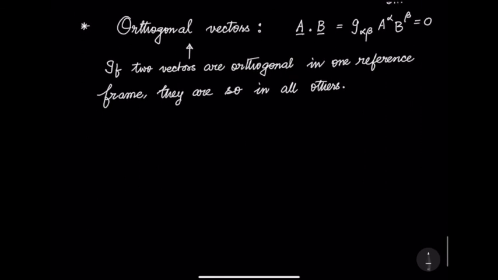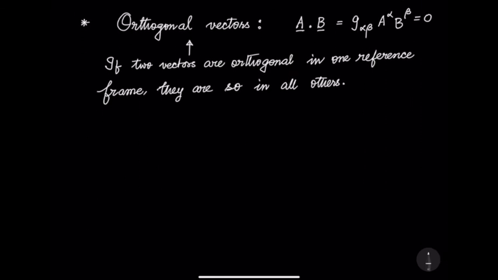Let's investigate some orthogonal vectors. We have already seen that if I have the 4 velocity dotted with the 4 velocity, which is essentially G alpha beta, V alpha, V beta, this is an example.